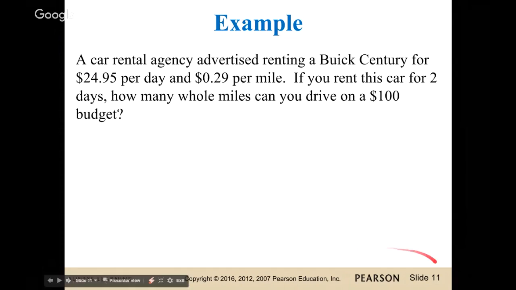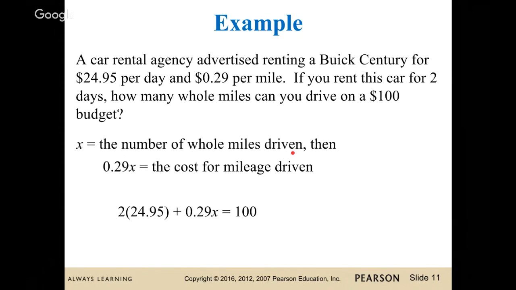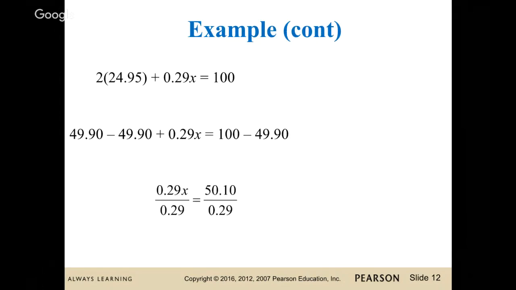All right, so what you're looking at is, you know, you have $100, so you're going to have $100 on one side of the equation. You have $24.95 per day for 2 days, so that's going to be $24.95 times 2. And you add to that 29 cents per mile, so that's going to be 24.95 times 2 plus 0.29 times x, or your miles, equals 100. Okay? So this is what that equation should look like, right? And then you're going to need to solve for x, because they want to know how far you can drive.